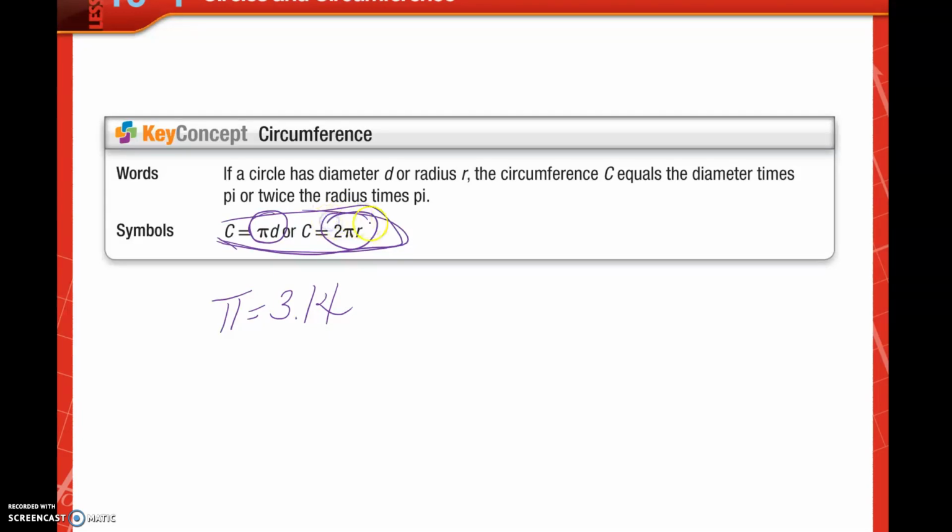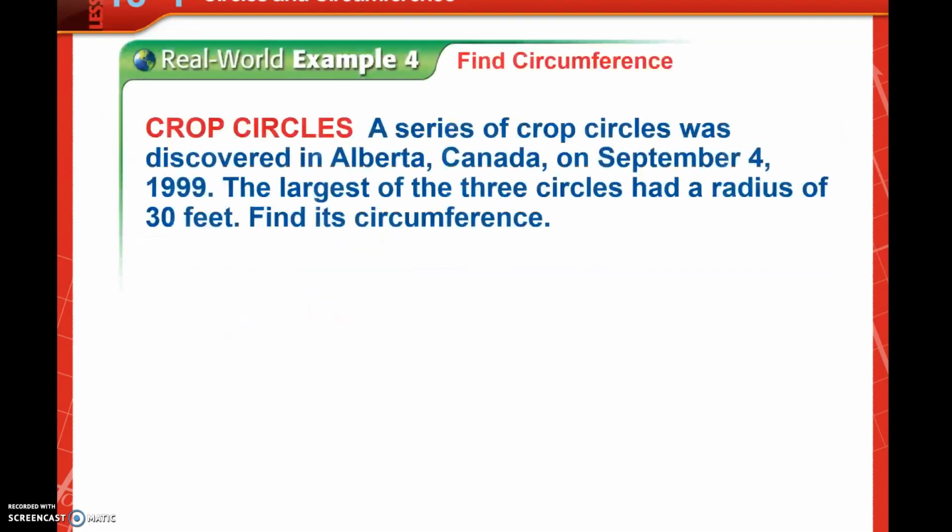And the circumference, if you're given the radius, is 2 pi r, because 2 times the radius is the diameter times pi. So pi d is circumference.